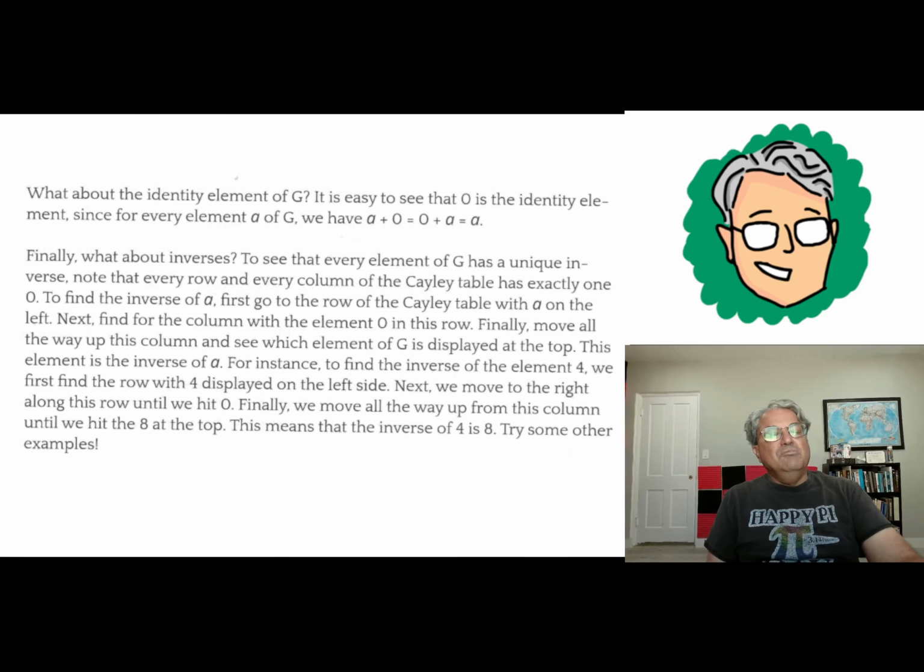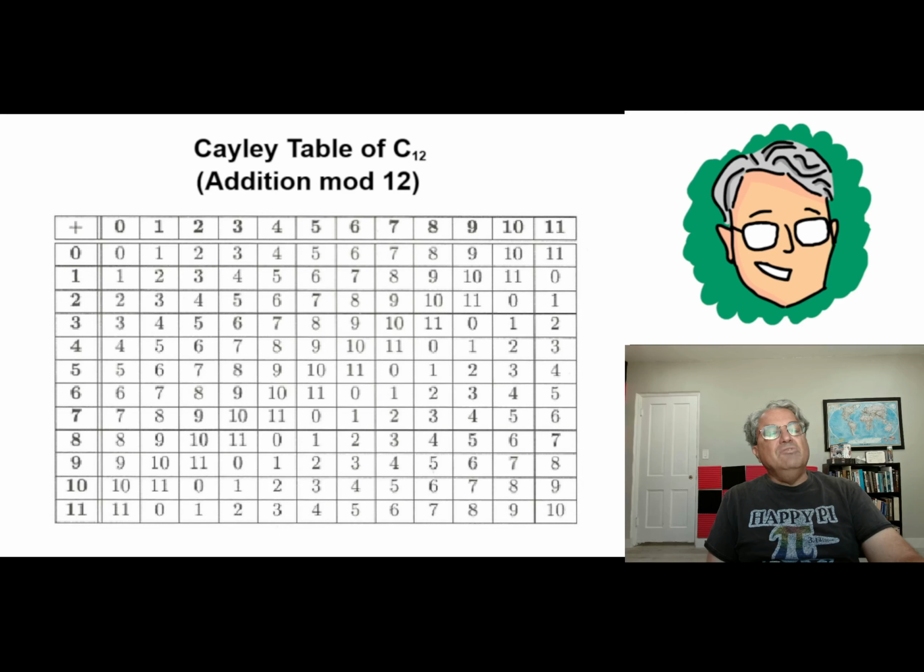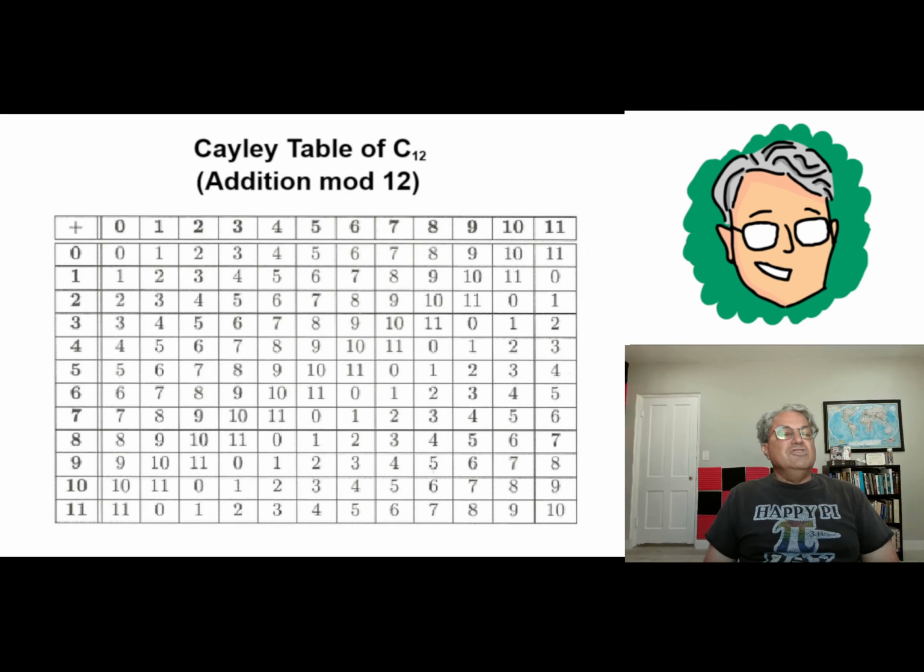If you look at the Cayley table, you can check for yourself. You can actually compute the inverse of any element just by looking at its Cayley table. For instance, if you wanted the inverse of 4 mod 12, you could look for the 0 in the row corresponding to 4 and then see what column that belongs to. And I think you see it belongs to column 8, which means that 8 is the additive inverse of 4 modulo 12.